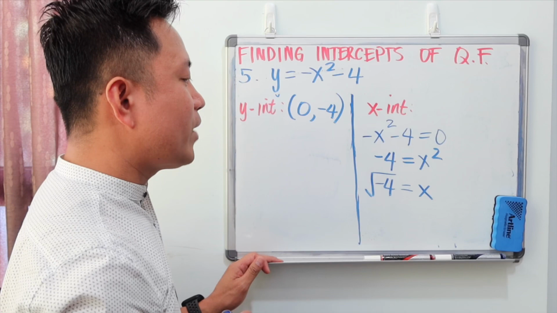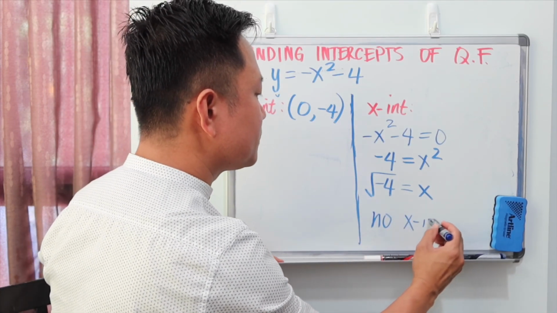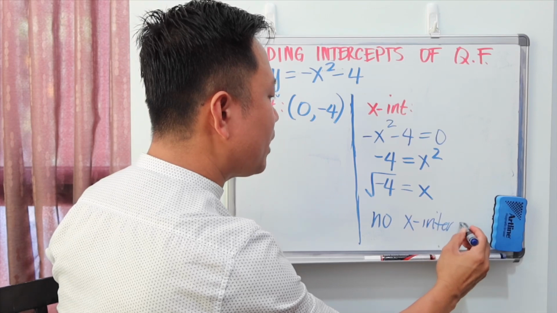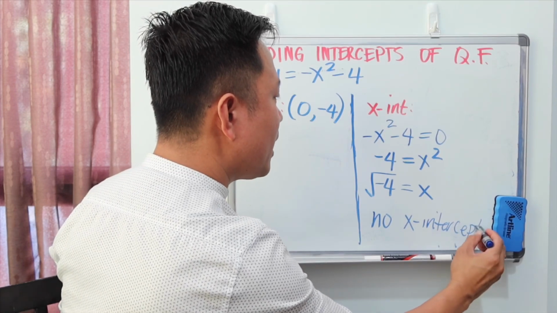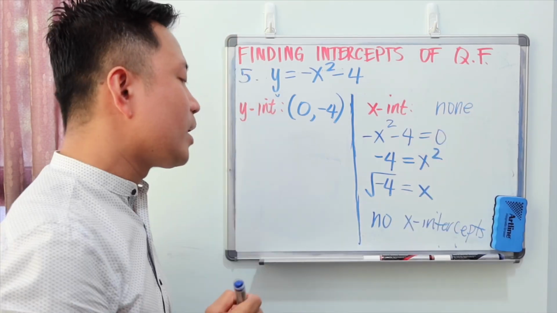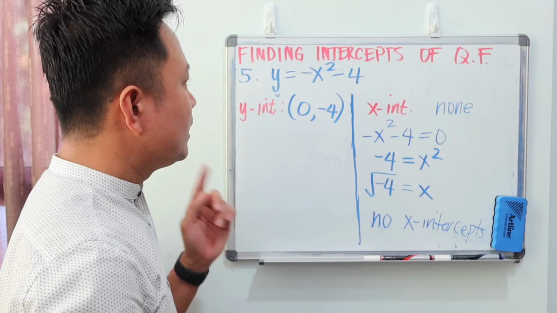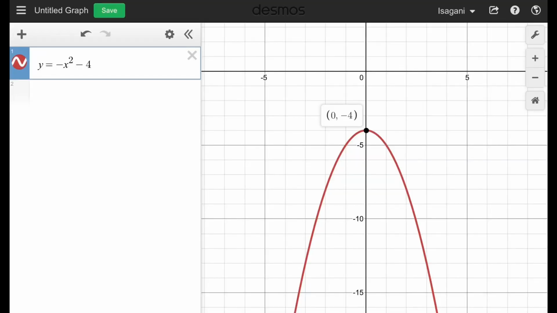So if we look at the graph, this means that there are no x-intercepts, which means that the graph will not cross the x-axis. Now let's verify this conclusion that there are no x-intercepts. Let's graph the function y is equal to negative x squared minus 4. And yes, the parabola will not cross the x-axis, therefore there are no x-intercepts.